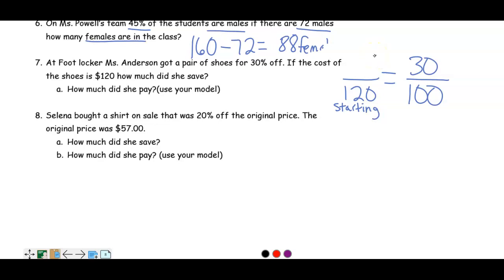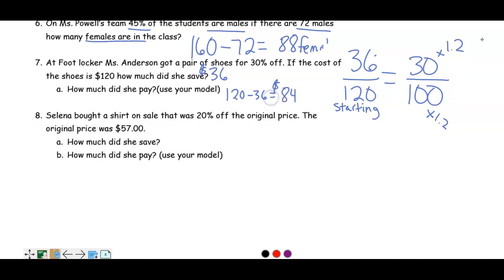This is not what she pays. So we do the math right here. We multiply by 1 2/10. 100 times 1 2/10 is 120. You could do the division to find that factor right there. We end up with $36. So this is the amount she saves. So how much did she save? $36. Now, how much does she have to pay? Well, we can do 120 minus 36 and find that answer.